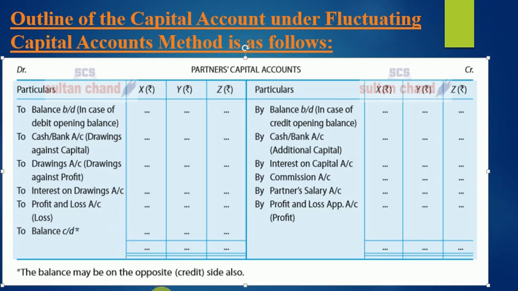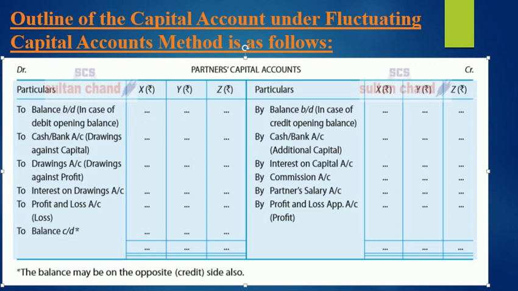So why do we say fluctuating? In the beginning, on the right side, whatever capital is given here will change to some other amount by the end of the year, as closing capital. So it changes, hence the term fluctuating capital account method. So I hope you have understood the basic difference between the two methods.